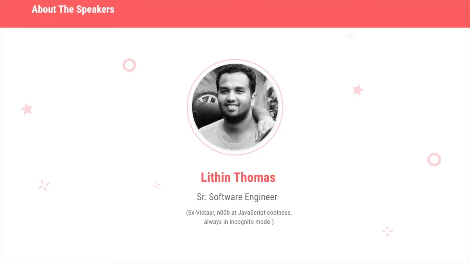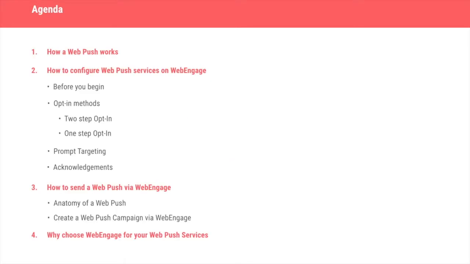Hi, and good day to everyone joining in. This is the agenda for today. We'll run down through how a web push works, from a user subscribing to sending a push notification. Then we'll cover how you configure and start using web push on WebEngage. Before you can send a single push notification, you have to configure something on WebEngage, so we'll walk you through that: the options that we provide and the basic configuration that needs to be done. Then we move on to creating campaigns via WebEngage.